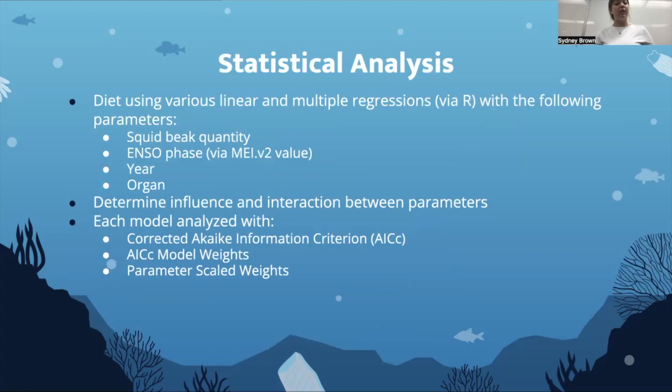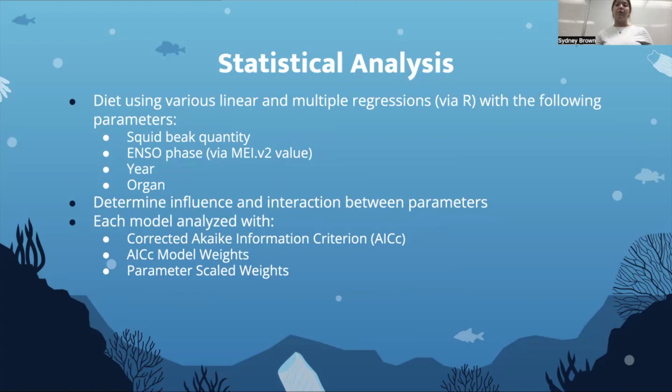Now, for statistical analysis, I used various linear and multiple regressions with the following parameters: squid beak quantity, ENSO phase, which was determined via MEI.v2 value, which is an arbitrary value provided by a model, the MEI.v2 model provided by NOAA. And I also looked at year and organ. I wanted to do this to determine the influence of each parameter, as well as how the parameters interact and therefore potentially drive plastic ingestion quantities.